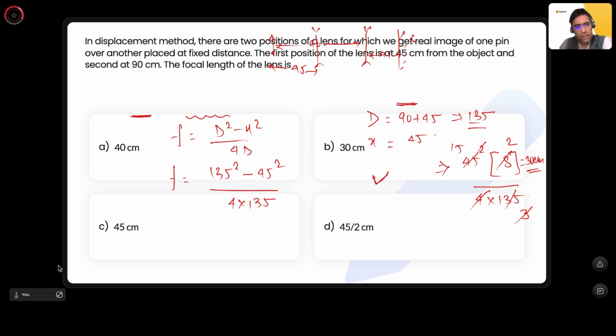This displacement method is a practical method, and it's been seen that NTA is very much obsessed with these practical methods. So you can expect a question from this particular portion. So you have to do it very thoroughly. I have included some more questions on this. So we'll do them.